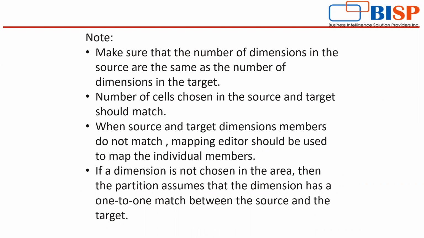First is make sure that the number of dimensions in the source are the same as the number of dimensions in the target. Second is number of cells chosen in the source and the target should match. Third one is when source and the target dimension members do not match, mempick editor should be used to map the individual members. And the fourth one is if a dimension is not chosen in the area, then the partition assumes that the dimensions has a one-to-one match between the source and the target.